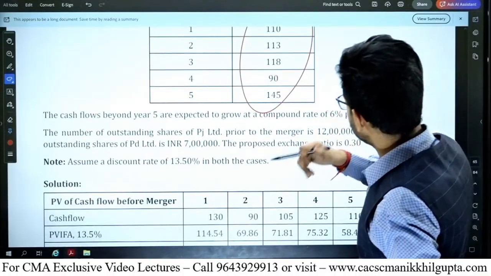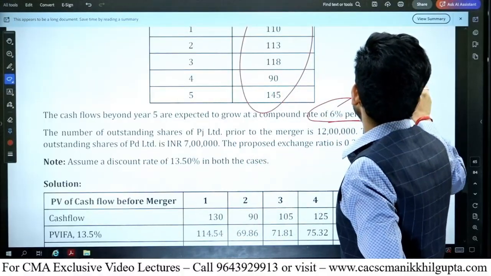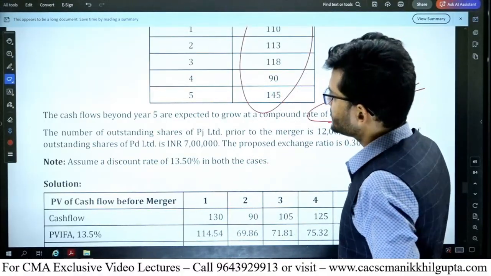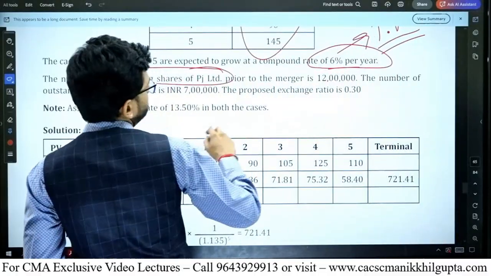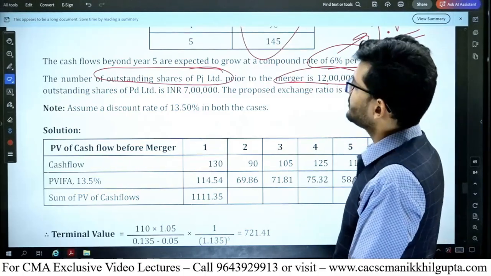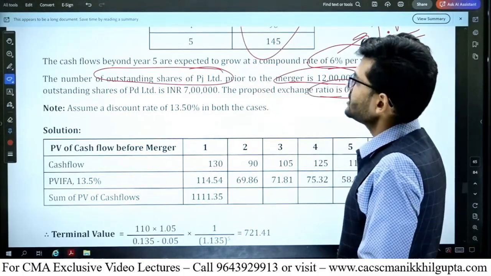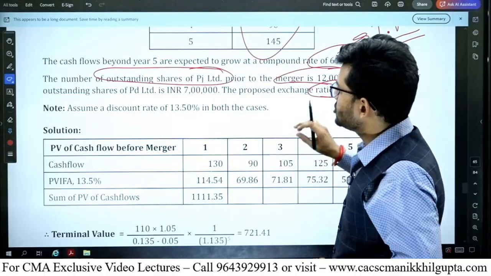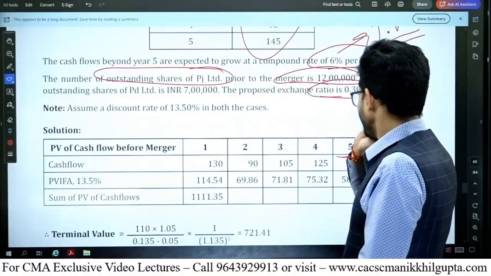Cash flows beyond 5 years are expected to grow at a compound rate of 6%, which means terminal value is expected to grow at a constant rate of 6%. The number of outstanding shares of PJ prior to the merger is 12 lakhs. The number of outstanding shares of PD is 7 lakhs prior to merger. Proposed exchange ratio is 3.3. Assume a discount rate of 13.5%. In both the cases, the discount rate is 13.5%.